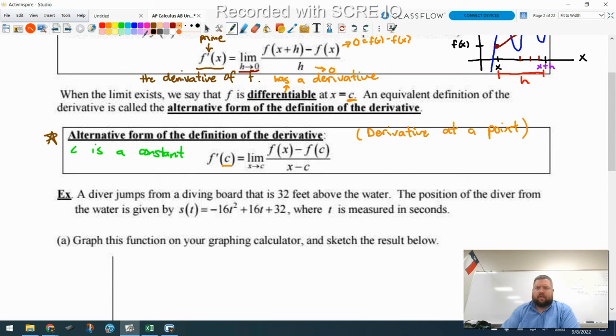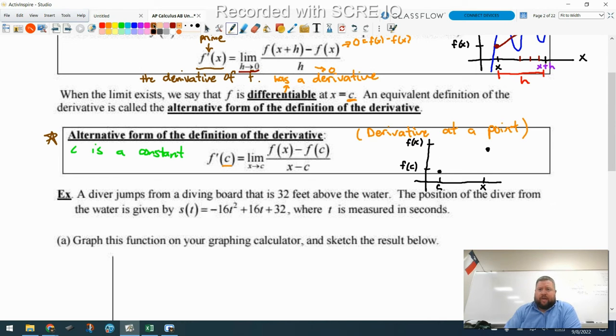All right, I am back, and we were talking about the alternative form of the definition of derivative, and I want to draw out a graph kind of similar to the one we did up there. I'll do this one a little smaller. So instead of having an x and then an x plus h, we just have an x and a c. I'm going to put the c in the left spot, and whatever point I plot will give me my f of c, and then I'll put my x over here, and whatever point I plot for that will give me my f of x.